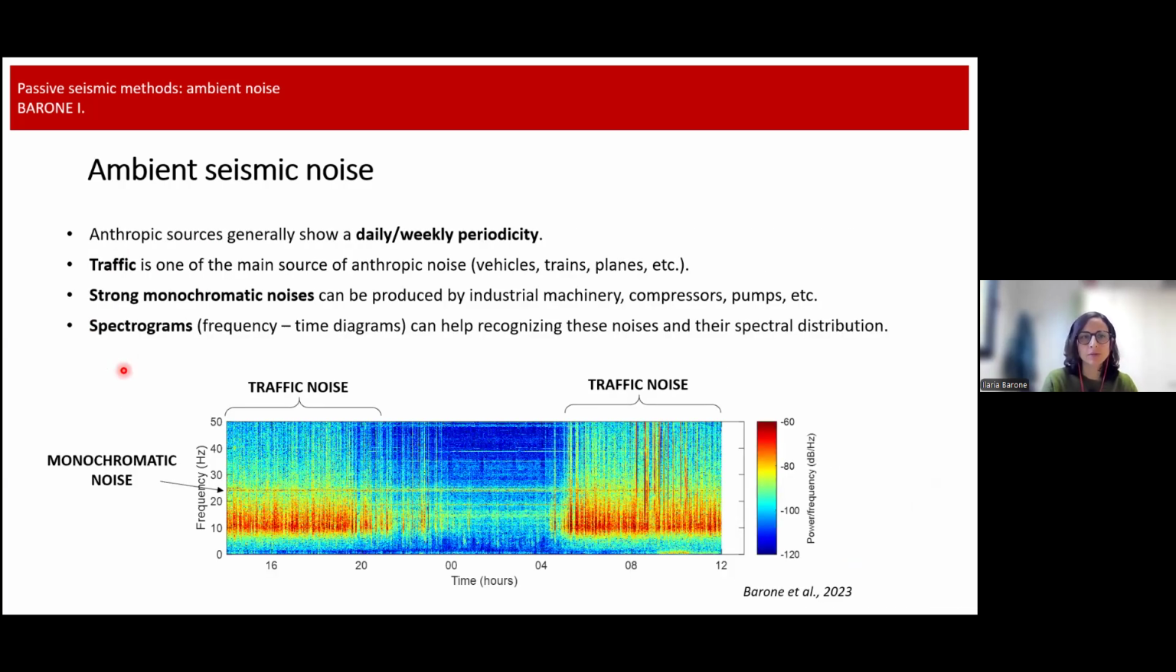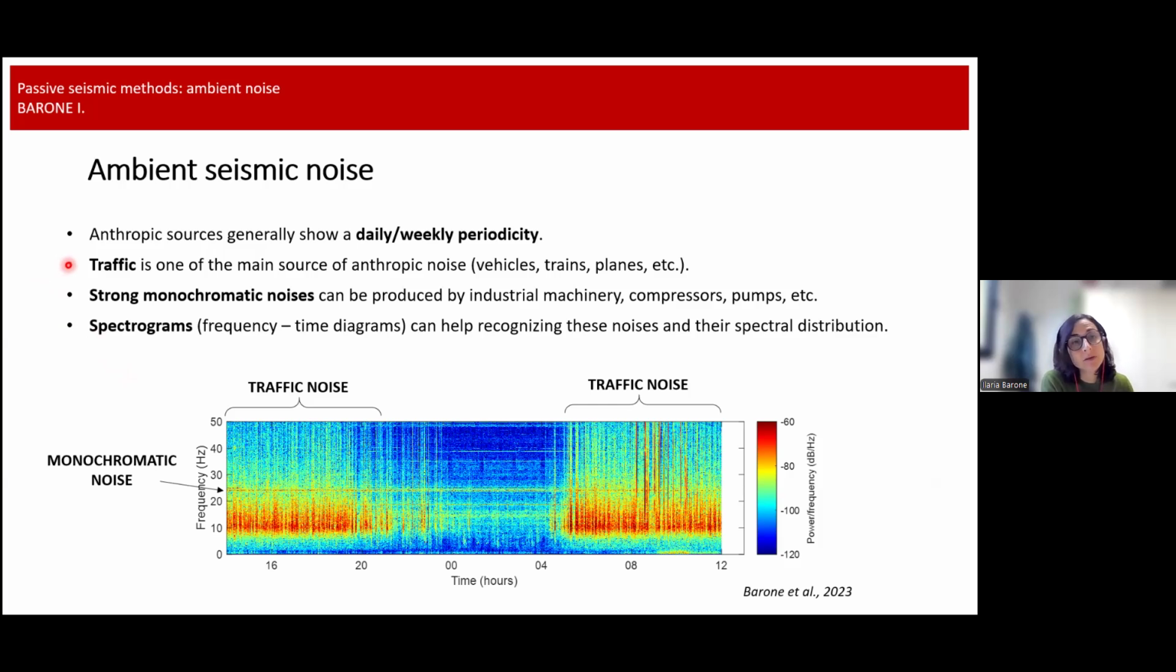Talking about the anthropic sources, they are characterized by both a daily and a weekly periodicity, because of course all the human activities are acting during the day and much less during the night, and also more during the weekdays and less during the weekends.